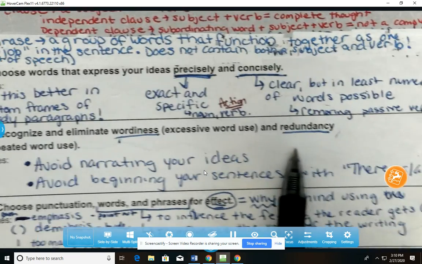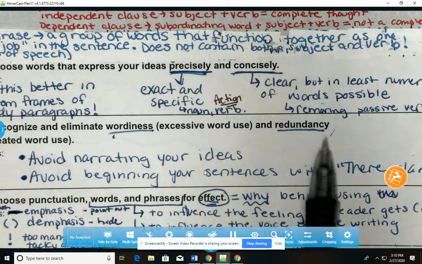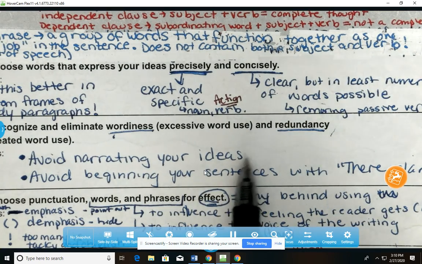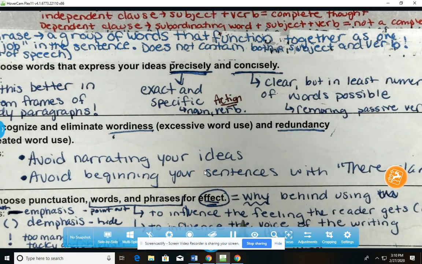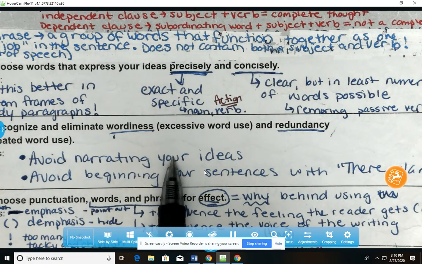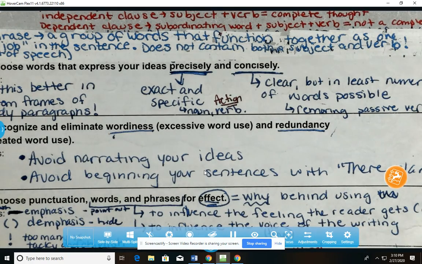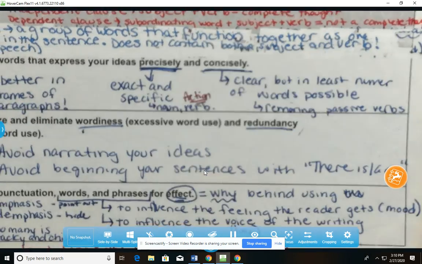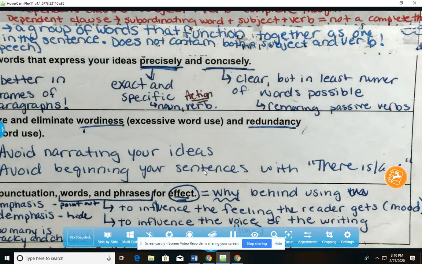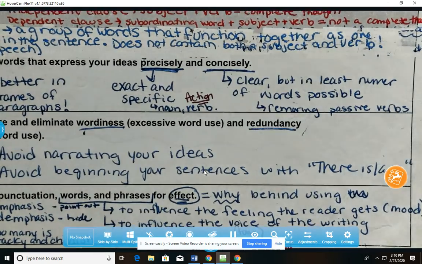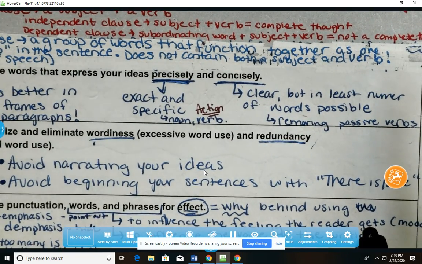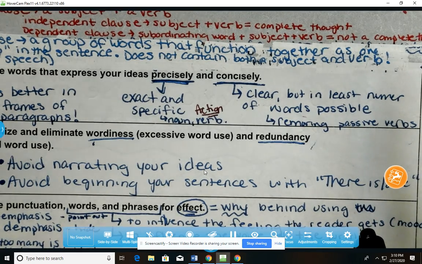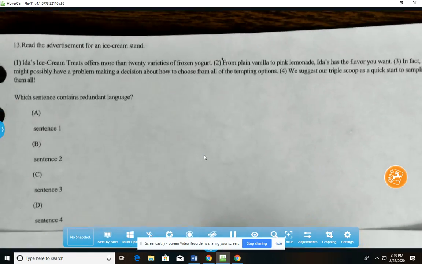word use of redundancy. Narrating an example, that would be like introducing a body paragraph and saying, my first claim is, or being like, an analysis for this would be, that's all narrating. Just say your first claim. Don't introduce it with something that's narrating the idea. Also, try to avoid beginning your sentences with the word there as the subject. The word there as the subject creates wordiness because usually a subject is embedded within the actual phrase itself. So let's go ahead and do a practice with this.